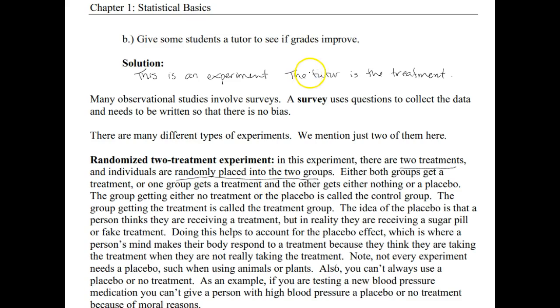So like in the tutor example, we wouldn't say who wants a tutor and just give those students who want a tutor. We would randomly assign them to each of the two groups. So either both groups get a treatment, or one group gets a treatment and the other gets either nothing or a placebo. Okay, so again, in the tutor example, we had one group got the treatment and the other group got nothing. Okay, the group getting either no treatment or the placebo is called the control group.